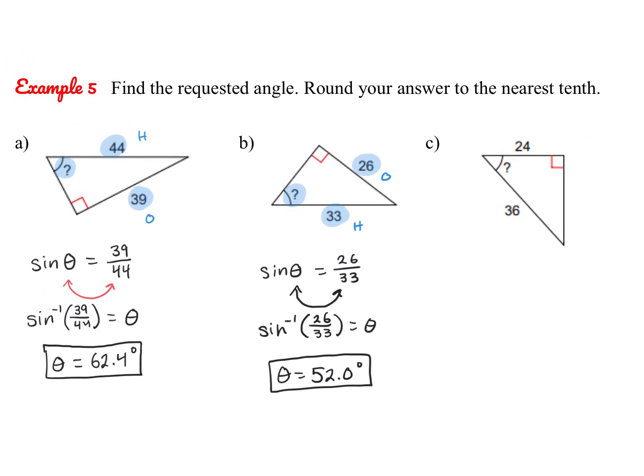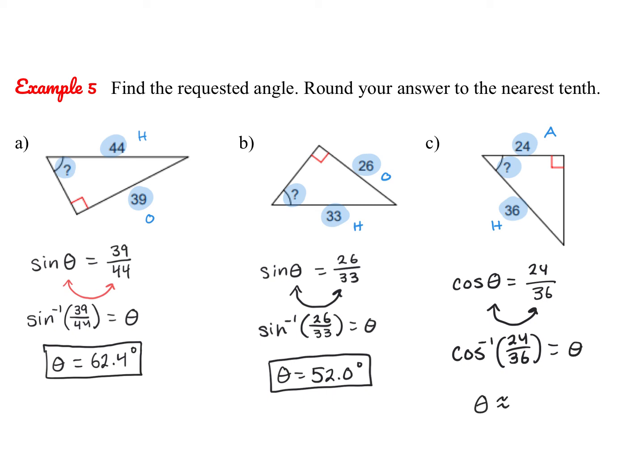Okay, and then last part C, again, look at the angle and the sides you have. So in reference to the angle we're trying to find, this would be our adjacent side, and this is our hypotenuse. So we can set up an equation using cosine. So cosine of the angle will be 24 over 36. Now we can swap the input and output and use arc cosine. So arc cosine of 24 over 36 equals theta.